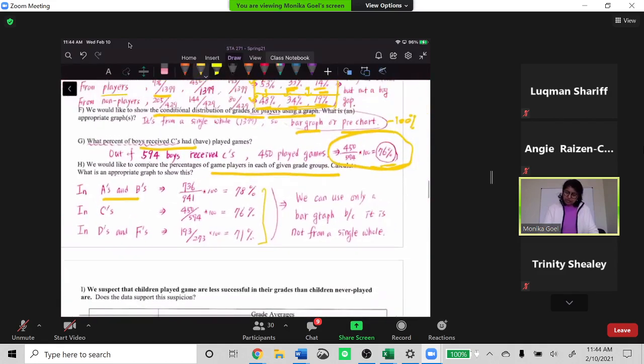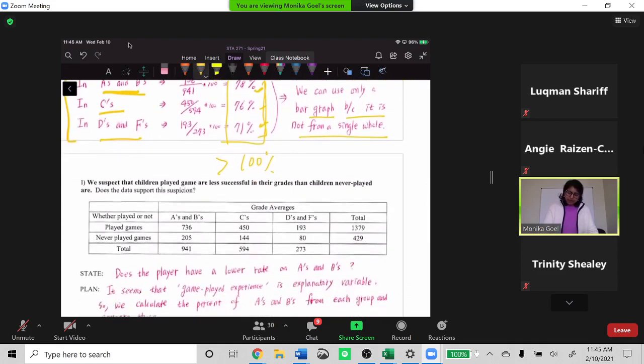And then you can say that we can use only a bar graph because it is not a single whole. When you add all these percentages, it is more than 100%, so you cannot make a pie chart. If you are representing this, you can make three bars, one with A's and B's, one with C's, one with D's and F's, and then you can represent this. But this adds up to more than 100%, so we cannot make a pie chart for this.